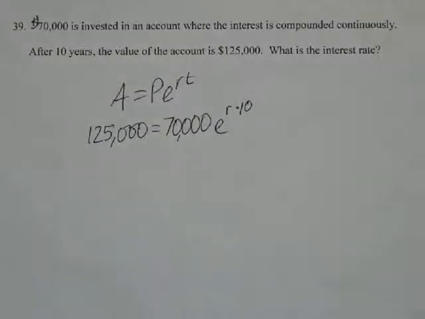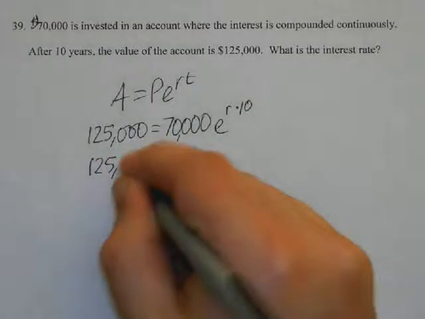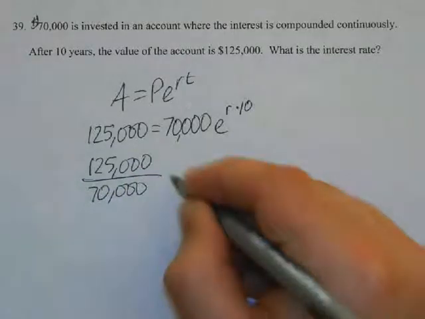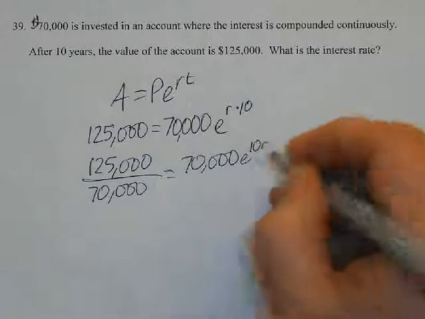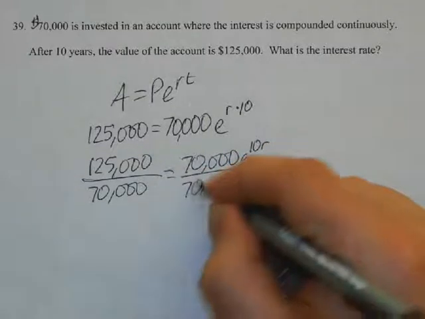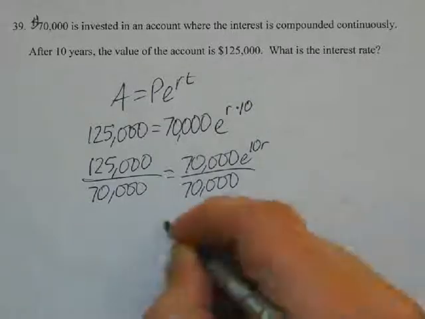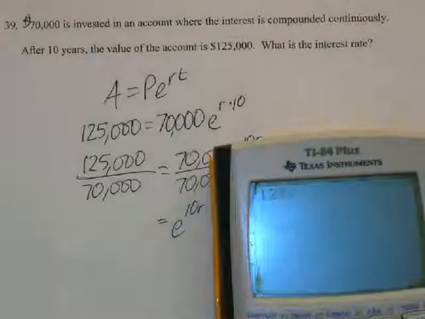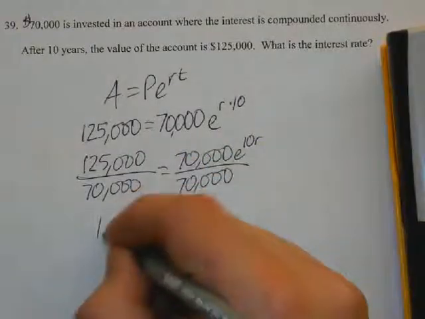I recommend getting the exponential by itself. So we'll divide both sides by 70,000. I'm going to rewrite that as e to the 10r. So I get about 1.7857.